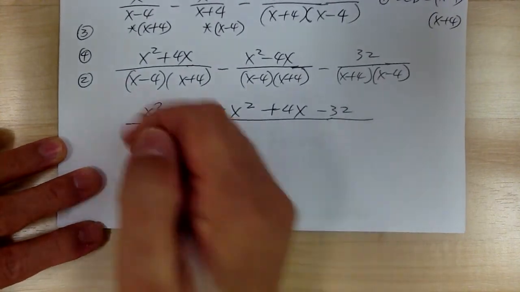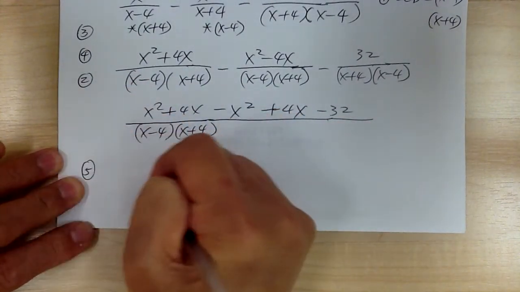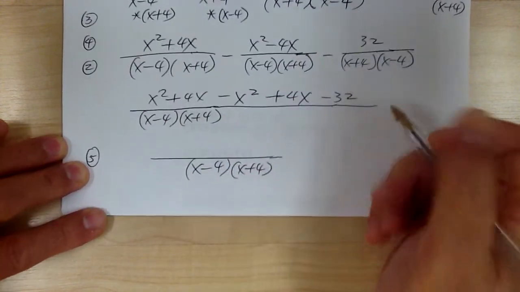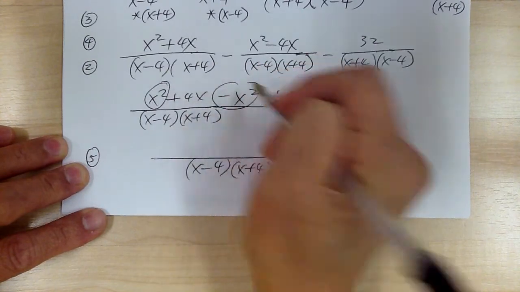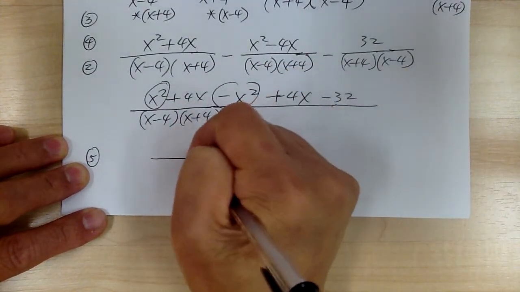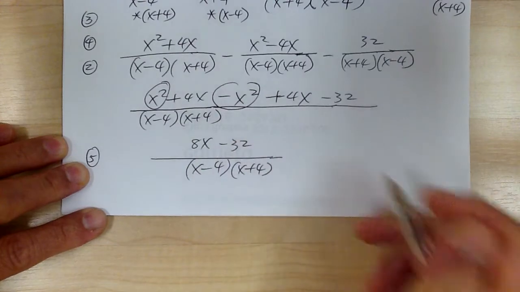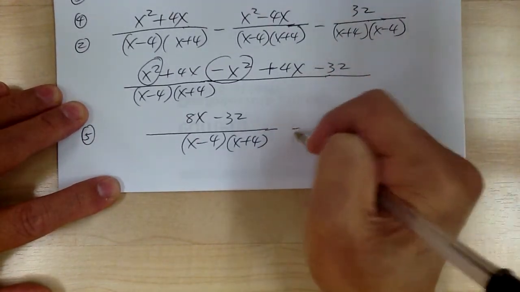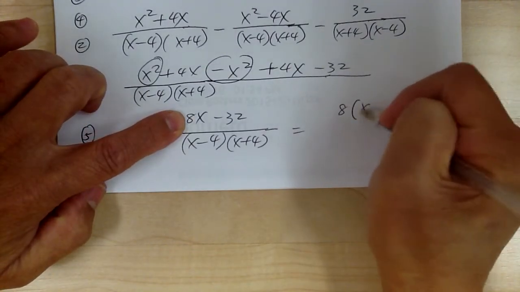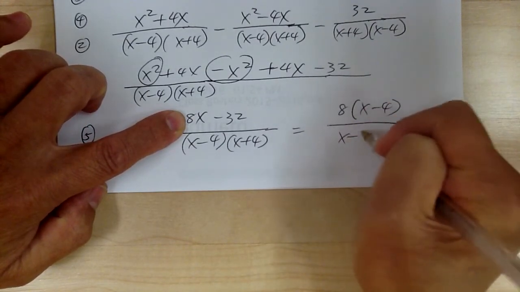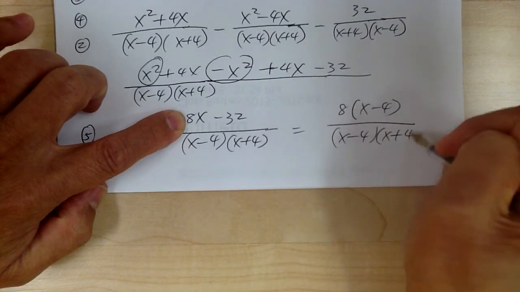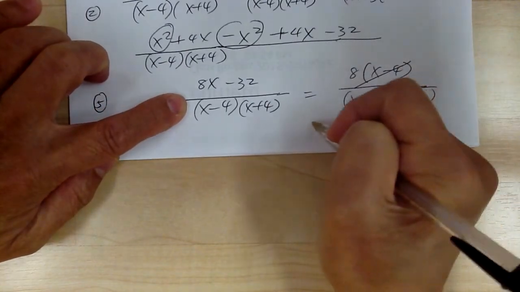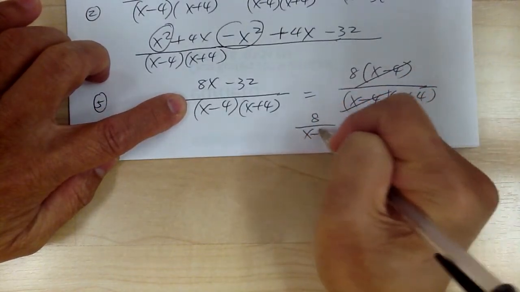Then after that, you can go and combine the like terms. So step 5. So let's go and combine the like terms. So this one and this one cancel out. This one and this one is 8x minus 32. And let's go and check for factoring. So factor the 8. So factor the 8, you get that, and this will cancel out. So your final answer would be 8 over x plus 4.